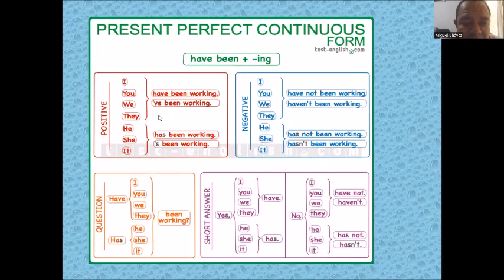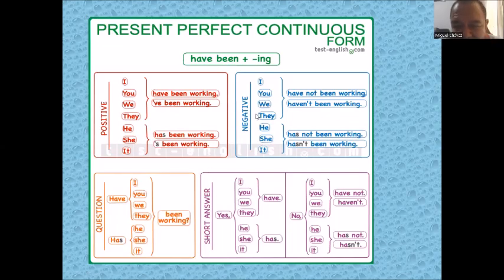We can contract have or has with the subject, and then we have I've been, you've been, we've been, they've been. He's been, she's been, it's been. And after have been or has been, we are going to use the main verb in gerund form. Remember that the gerund form is with ing. In this example, we have working.